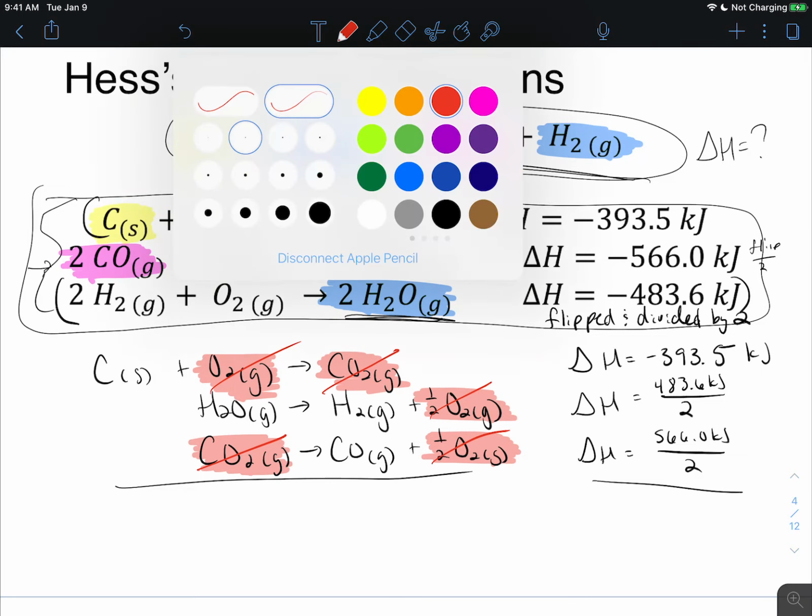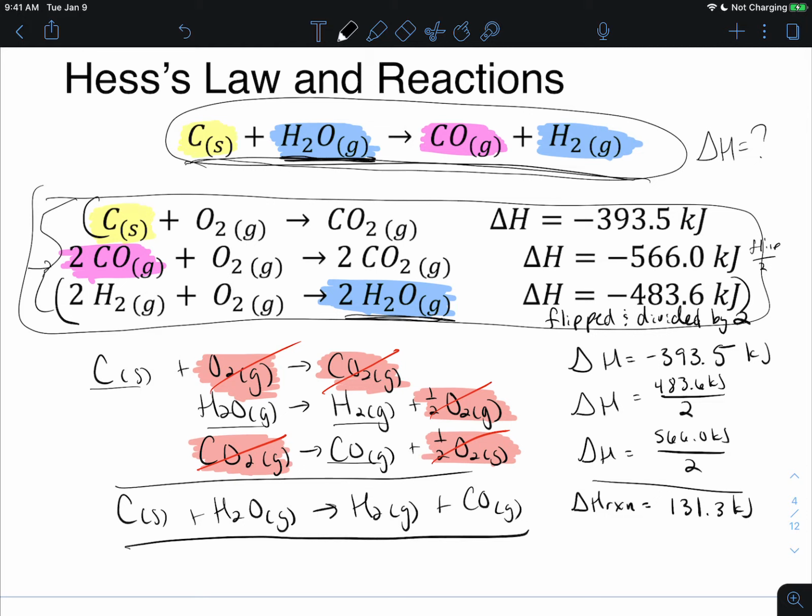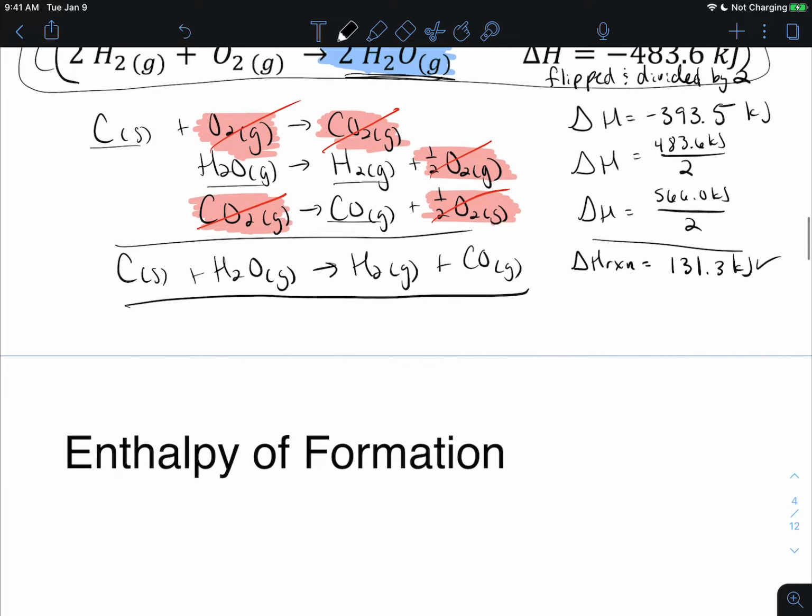And then everything that's left is what's in our equation. We have carbon solid, water vapor, going to hydrogen gas and carbon monoxide gas. And when we combine our delta H's, we get a delta H of reaction of 131.3 kilojoules. This equation matches this equation, so we have done this correctly. And we've solved for our enthalpy of this reaction by combining other reactions and their enthalpies.